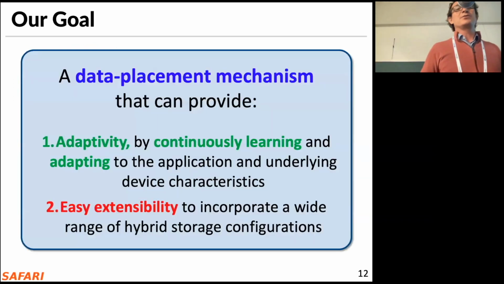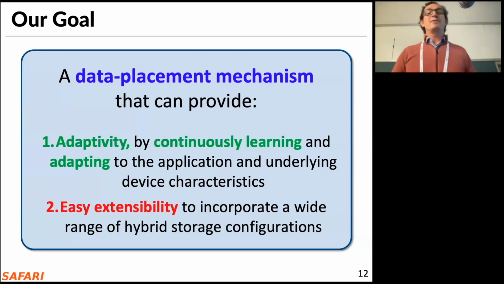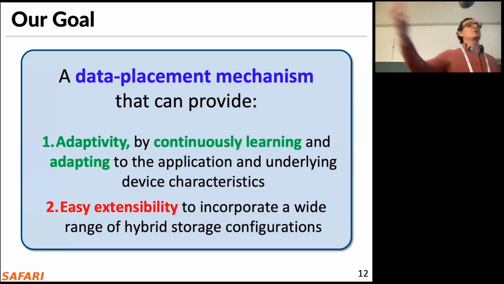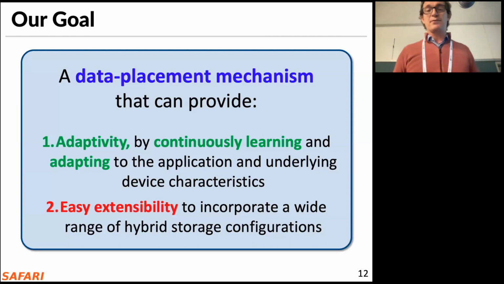So this is what we wanted to do. Basically, we want to have a data placement mechanism that provides adaptivity. And we believe that this adaptivity can come from continuously learning the application and the underlying device characteristics. We also want to have easy extensibility so that we can incorporate a wide range of hybrid storage configurations that you may not envision to use initially, but maybe you decide to incorporate into your system in the future.